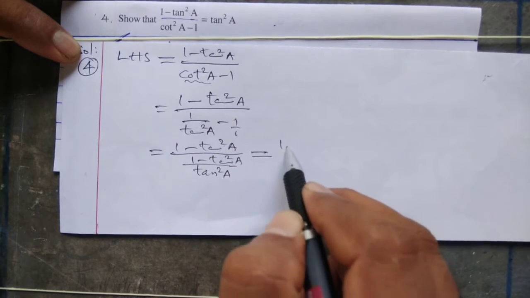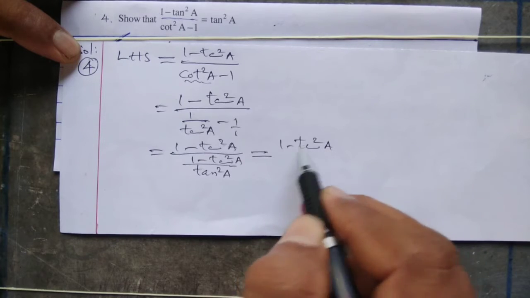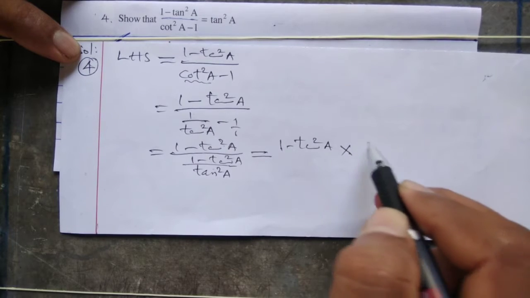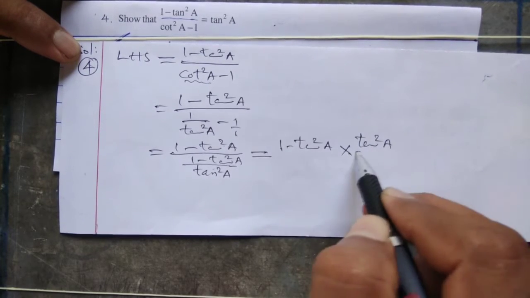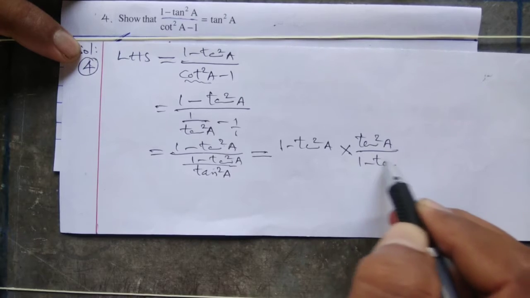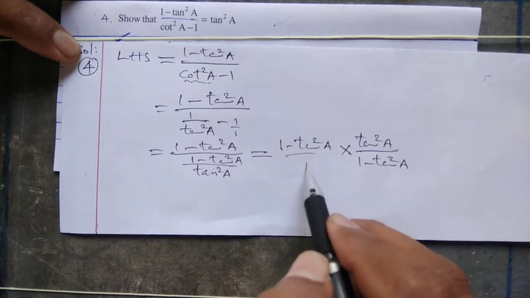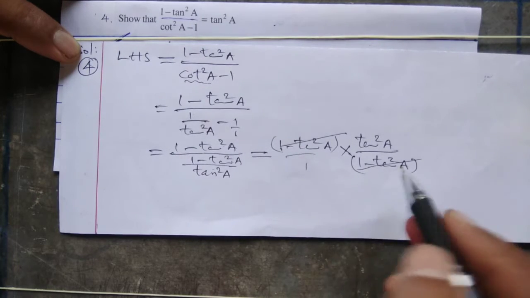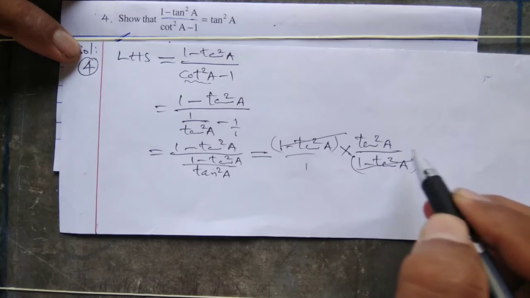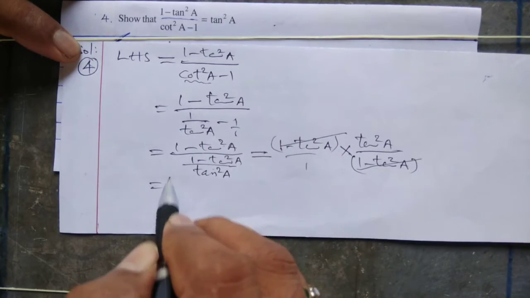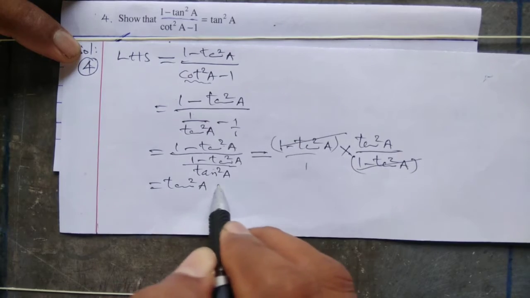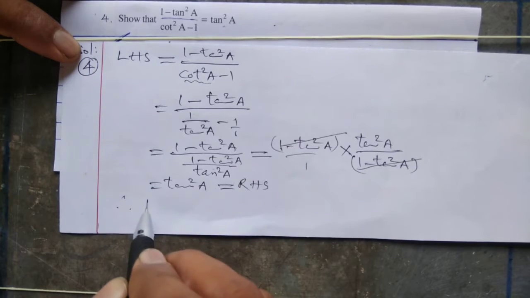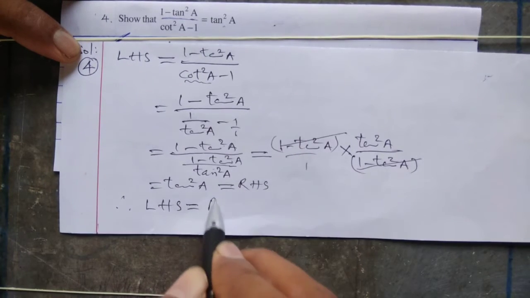1 minus tan square A, this we have to write reciprocal into tan square A by 1 minus tan square A. So here 1 minus tan square A, 1 minus tan square A, both will cancel. So that is equal to tan square A. This is RHS. Therefore LHS is equal to RHS.